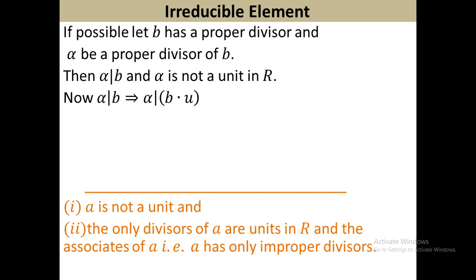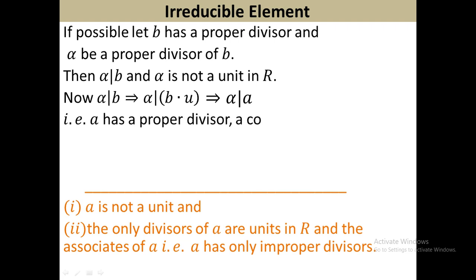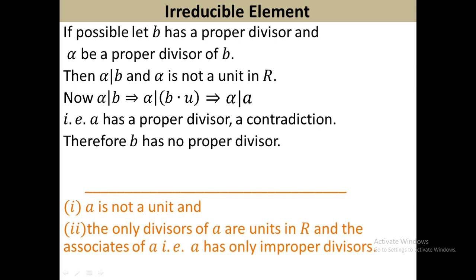Now alpha divides B implies that alpha divides BU. But BU is A, therefore alpha divides A. It is a contradiction, because we see that alpha is a divisor of A which is not a unit. That is, A has a proper divisor. A contradiction. So B has no proper divisor, and therefore B is also an irreducible element. So we see that an associate of an irreducible element is also irreducible.